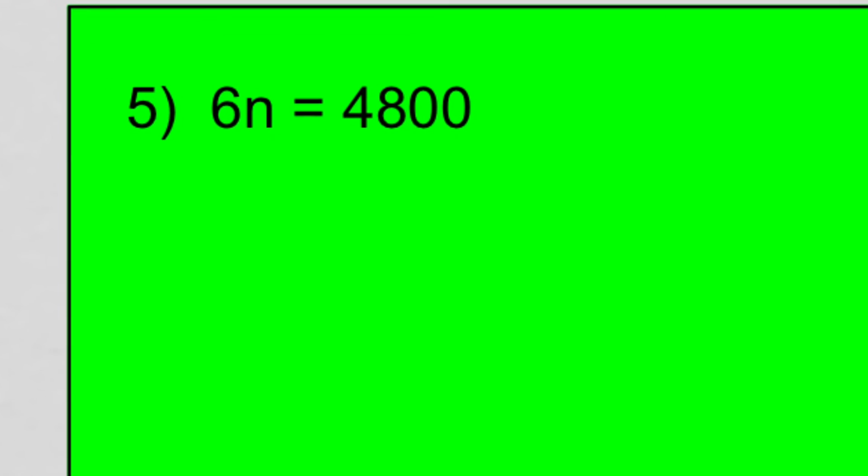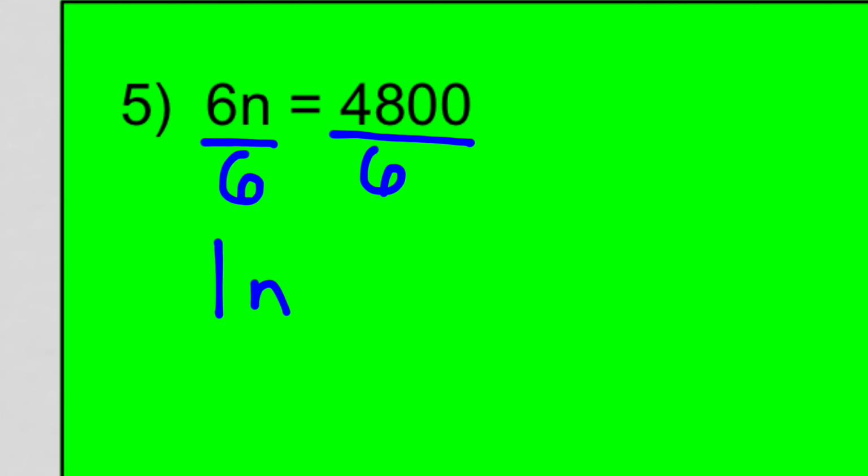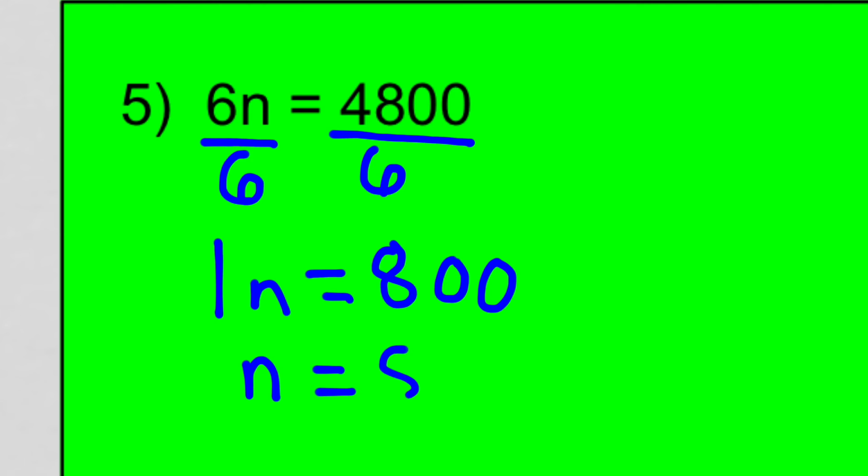Now, we also did a few questions where we had to remember some of our mental division strategies. 6n equals 4,800. To get n by itself, we're going to divide by 6, and we have to do it to both sides of the equal sign. Now 6 divided by 6 is 1n. And on this one, we do 48 divided by 6 is 8, plus we have to tack on these 2 zeros for 800. And that's the same as just saying n equals 800.